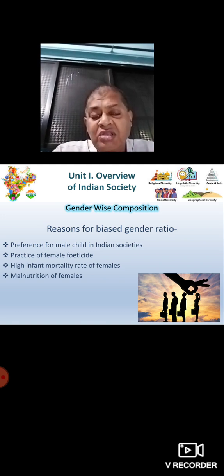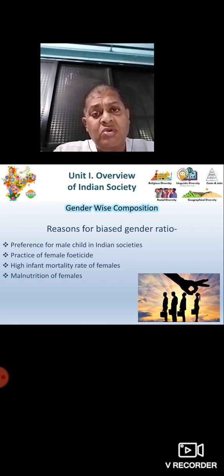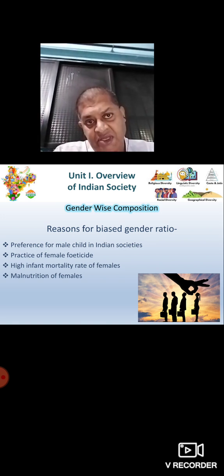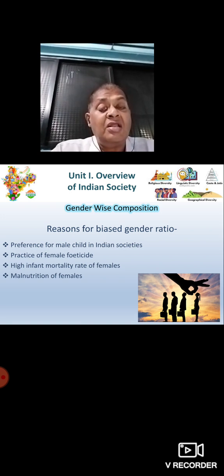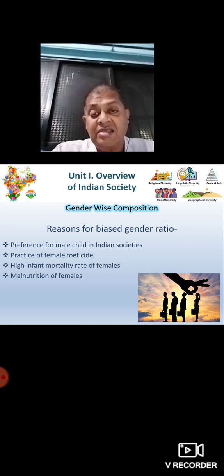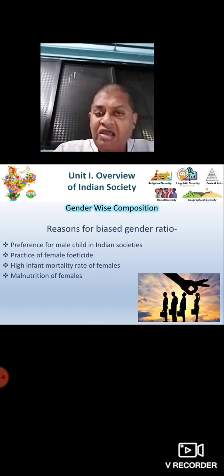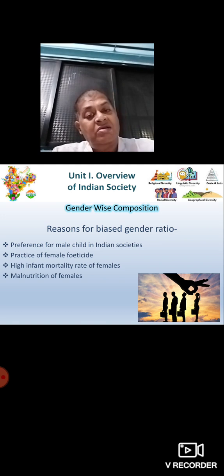They are not given proper medical care, and therefore, there are many women who die during childbirth. And then, of course, malnutrition of females. One need mention that in one of the worst rural practices is that the female will always have her food, her meal, only after everyone else has had their meal in the house.